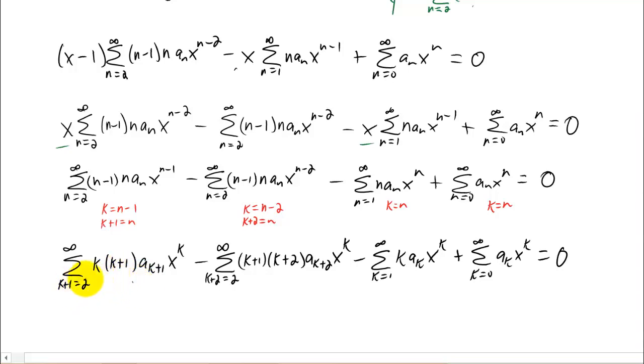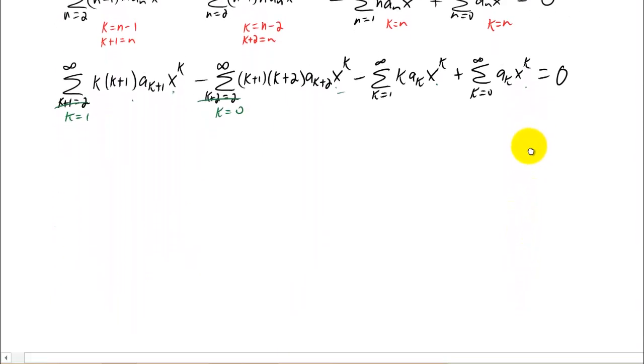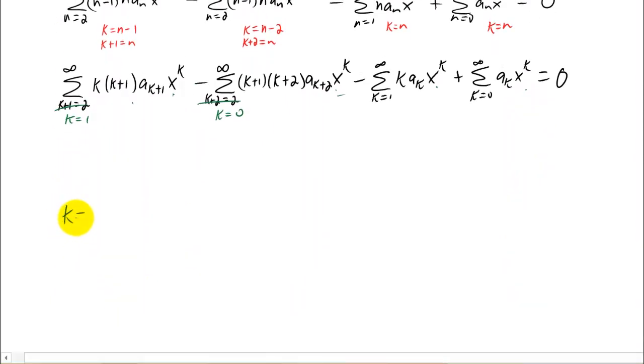In this step now, I have no n's left in any of my summations. I have all k's. Every single summation has an x to the k in it, which is great. And if we look at our lower indices of summation, there is a little bit of variety. Since k equals 1 is our highest lower index of summation, we want all of our sums to start at k equals 1. We're going to do that by pulling out the k equals 0 terms from this sum here and this sum here, and I'll write those two terms down right here.